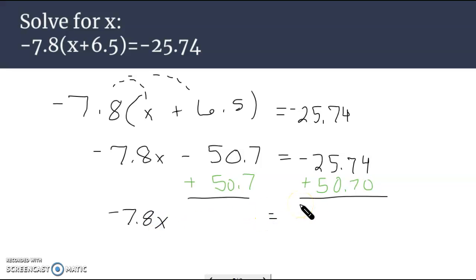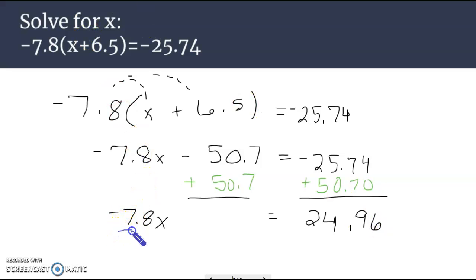And then 50.7, we have a positive 50.7 and a negative 25.74. In your calculator, you could do 50.70 minus 25.74 to get a positive 24.96.